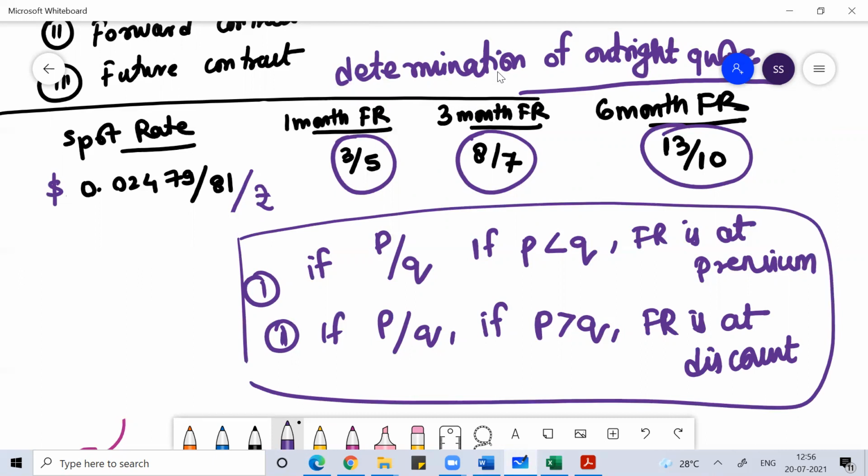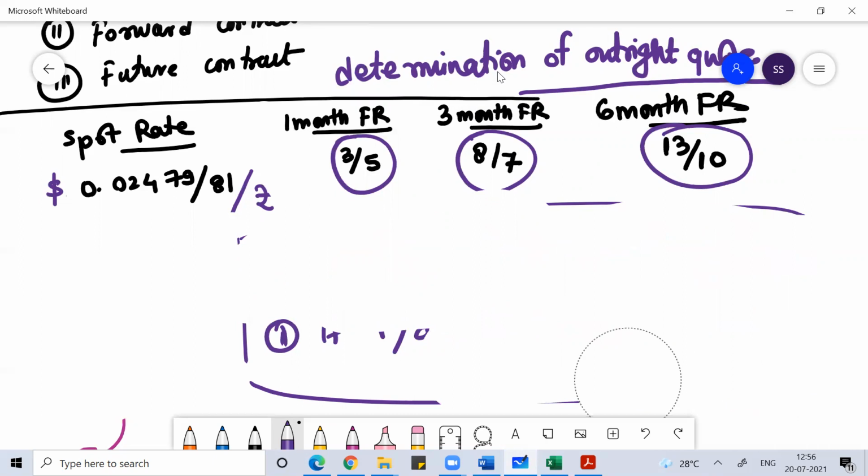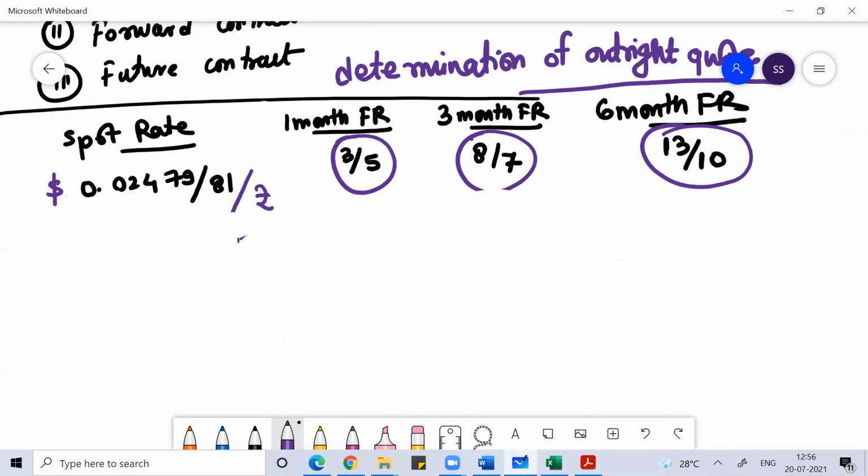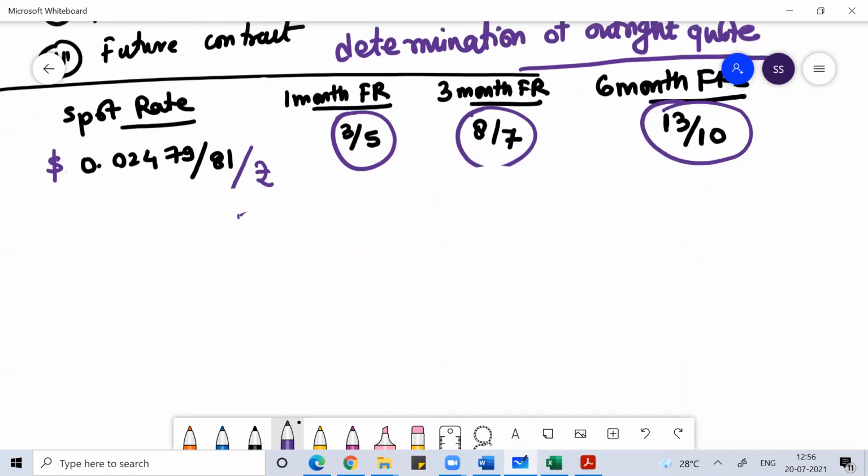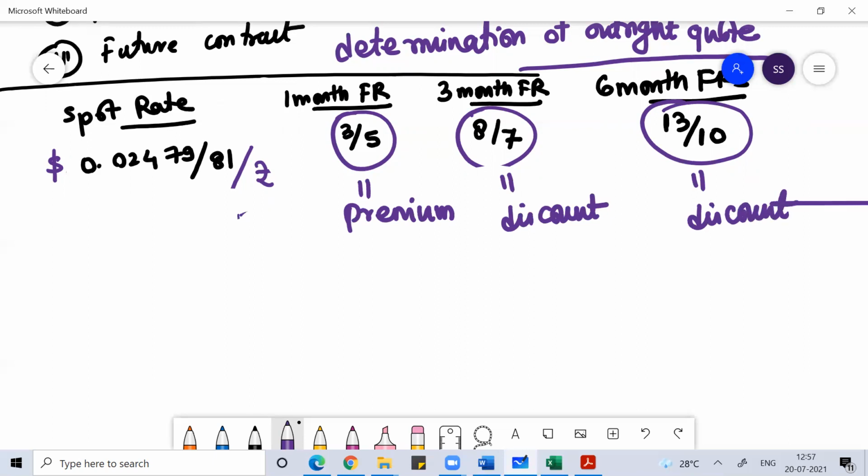So if this is 3 by 5, if 3 by 5 is less than 1, then your forward rate is at premium. While if you see 8 by 7, more than 1, you know that, right? This will be at discount. So if your P by Q is more than 1, then it will be a discount. If P by Q is less than 1, then it would be a premium. Okay, so understand this part.